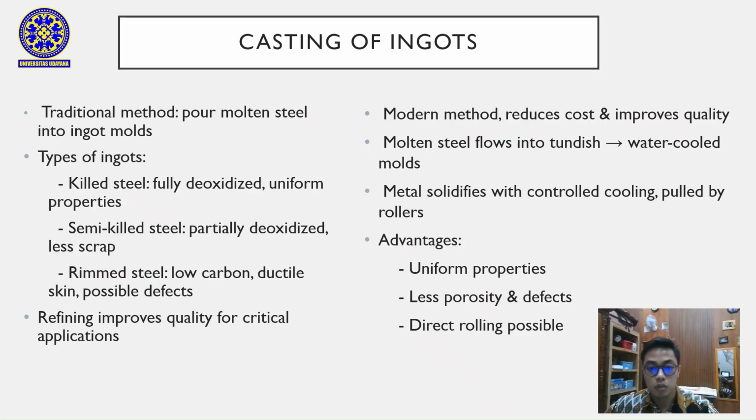In this process, molten steel flows through a tundish into water-cooled copper molds, solidifies gradually, and is drawn downward by rollers. These provide uniform qualities, reduce porosity, and can fit directly into rolling mills. Continuous casting is cheaper, faster, and produces higher quality steels than traditional ingot casting.